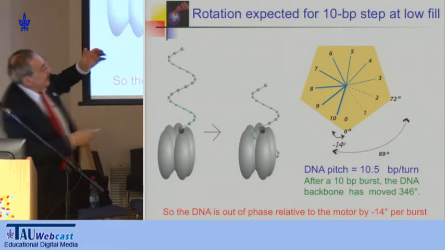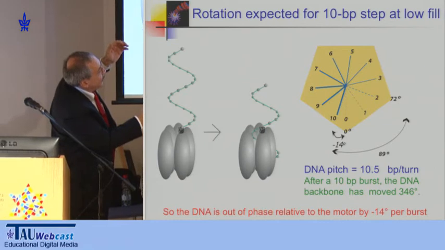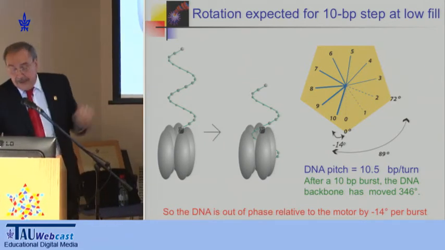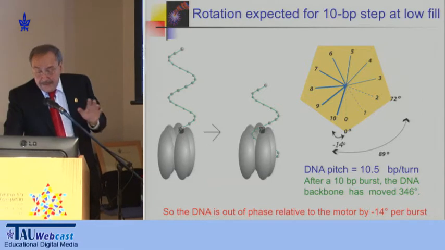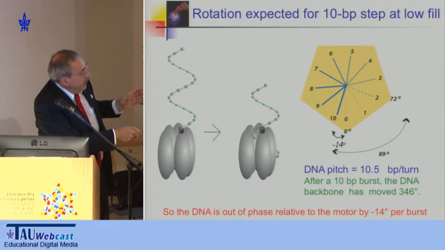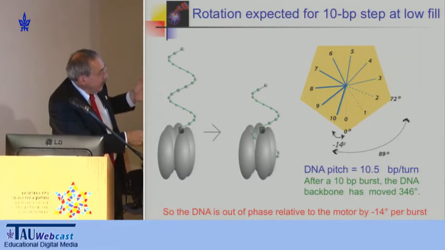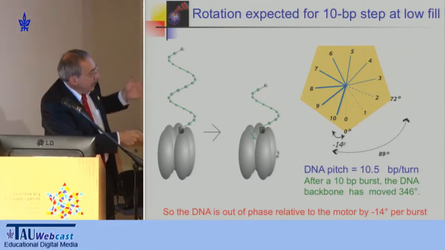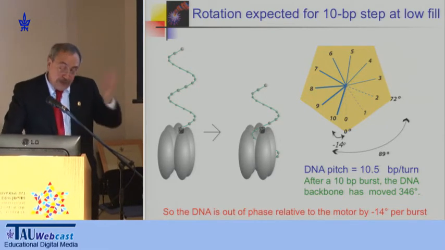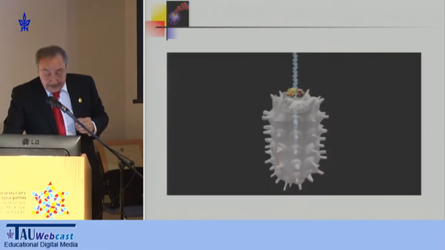Essentially, this 14 degrees needs to be corrected after 4 times 2.5 base pairs of packaging, which is 10 base pairs, and that means that you have to go from 346 degrees to 360, and these are the 14 degrees per burst, or minus 1.4 degrees per base pair, which is pretty much what we measure. We measure 1.5 degrees.